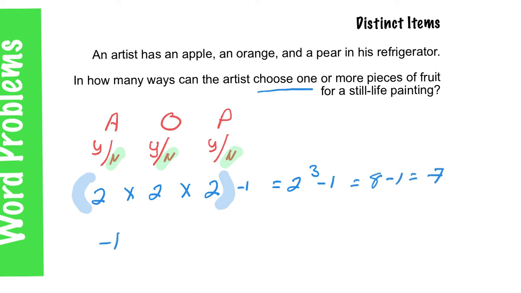So the negative 1 represents something we call the null set, or the set with nothing in it.